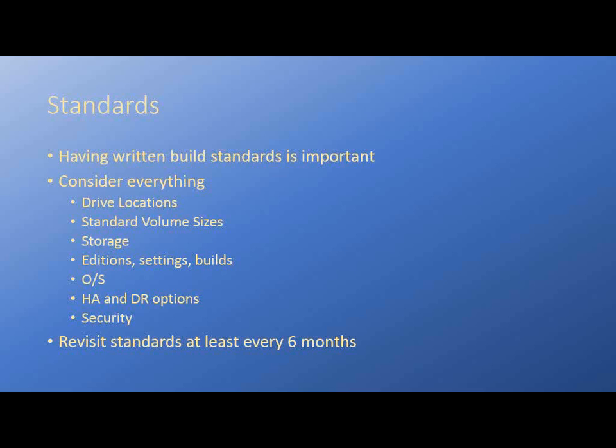High availability and disaster recovery options. This is also something to think about: what you're going to use for high availability and DR. Clustering, virtualization, DR if you're using log shipping or mirroring or availability groups, all things to think about in writing an enterprise standard document. And you're going to want to revisit these standards at least every 6 months because things change pretty fast. I mean, look, we just got a new version of SQL Server today.